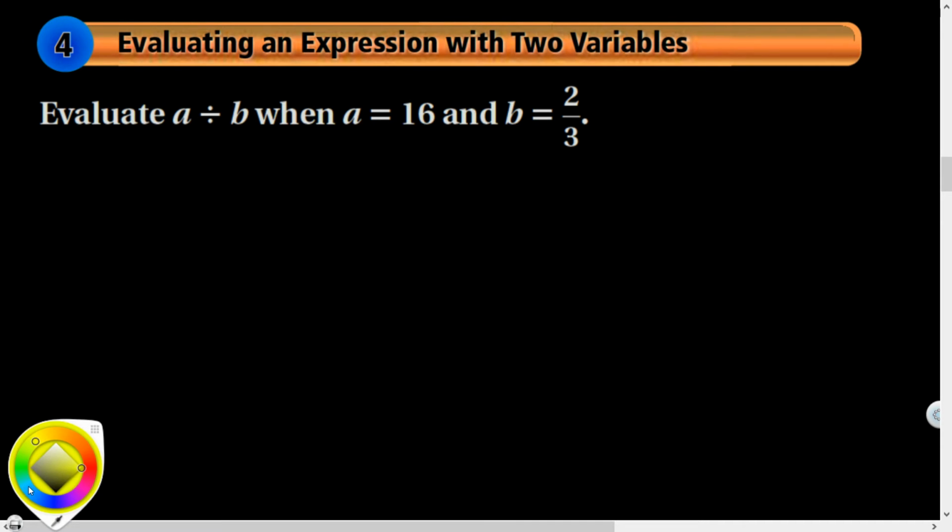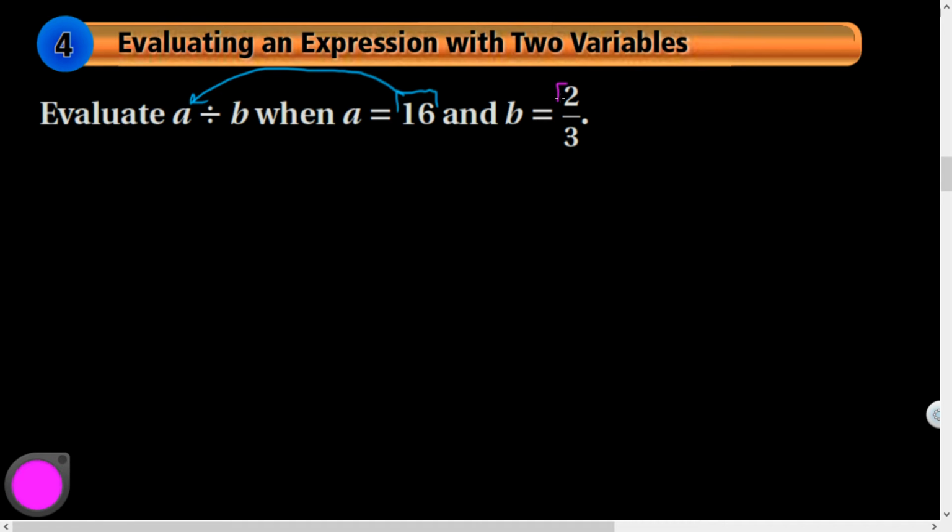All right, this is scary for a couple of reasons. I'm going to plug 16 in for what? What do you think I could plug? Just for the A. And then I can plug in 2/3 for the B. I can't plug in 16 for B or vice versa. I plug it in only for the variable that it's equal to. So I'm going to have 16 divided by 2/3.